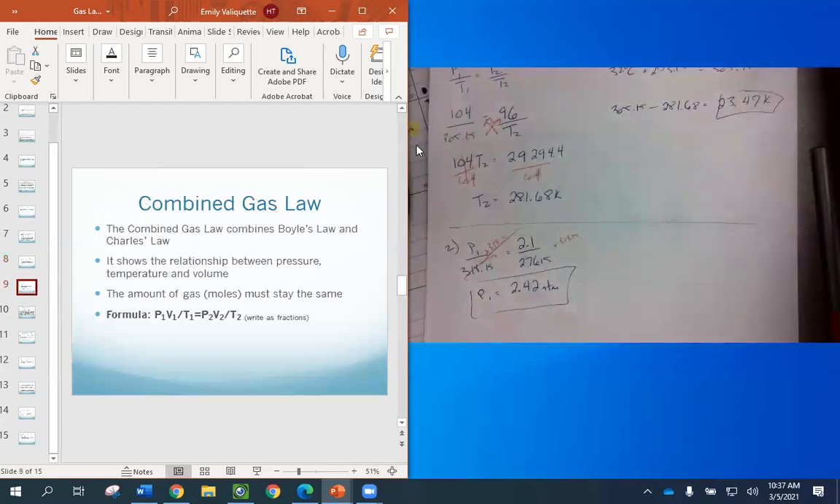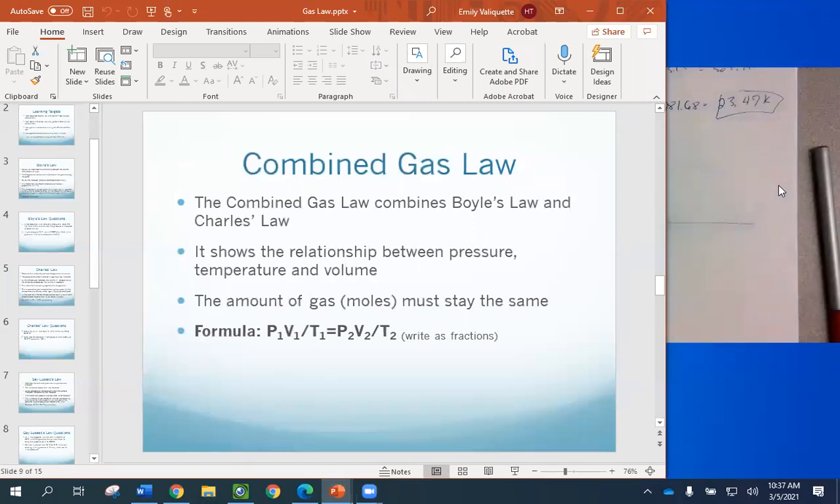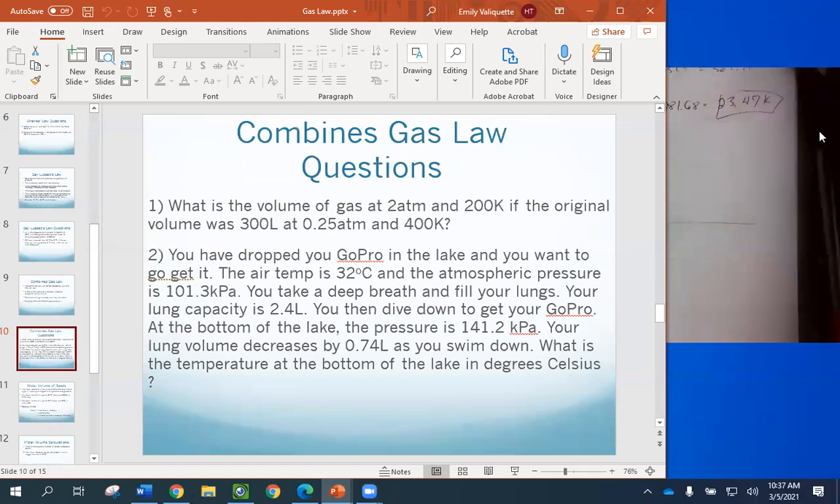Okay, the last law that we're going to be going over today essentially just combines these different laws together to show the relationship between pressure, temperature, and volume all at once. But once again, we do still have to keep the amount of the gas, or the moles, the same. Our formula is P1V1 over T1 equals P2V2 over T2. So let's try one of these practice questions.